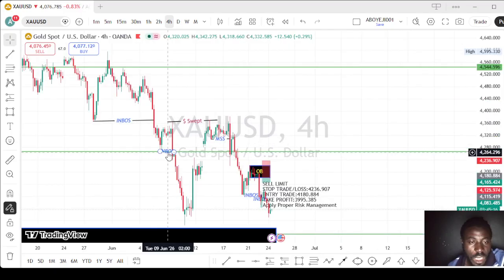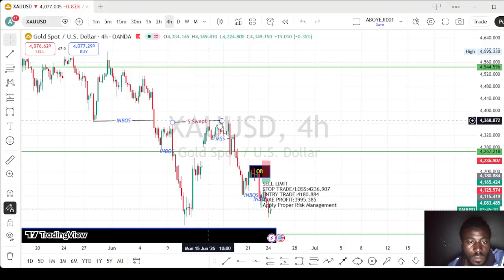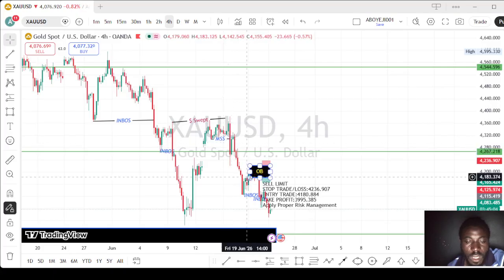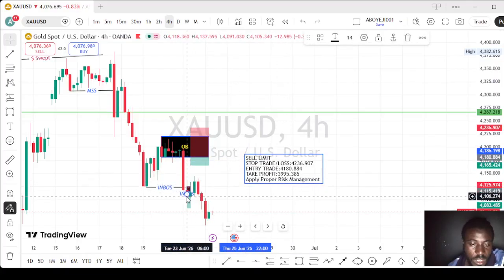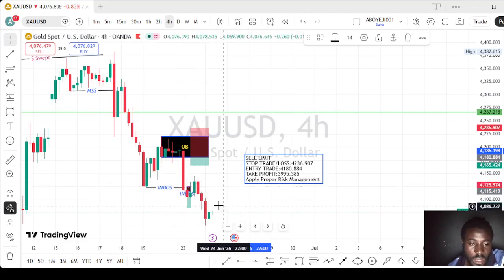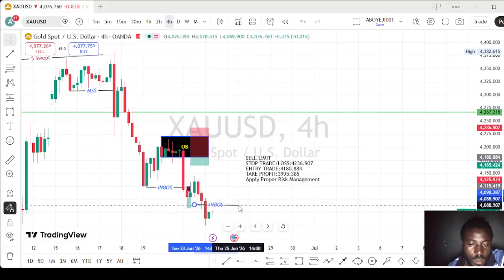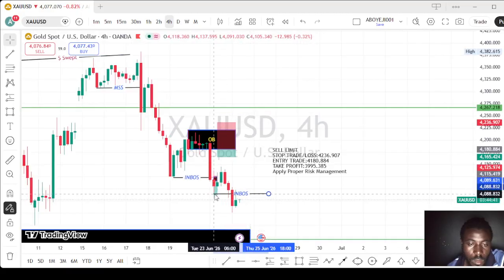After the break of structure, this is another break of structure, market liquidity swept over here. After the liquidity swept over here, we see market structure shift, break of structure. And this is the last break of structure we are seeing on the market. The market came back to it and we are having break of structure here.